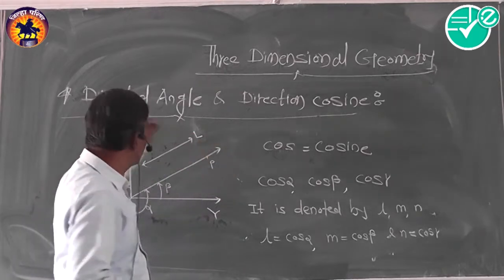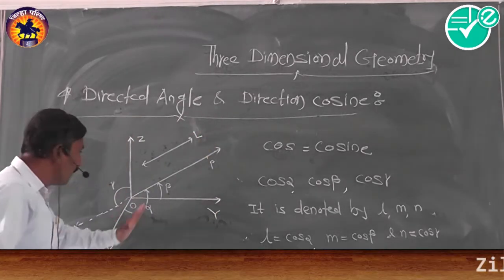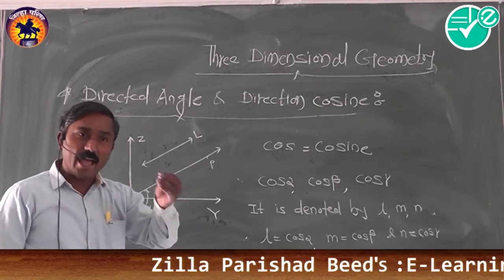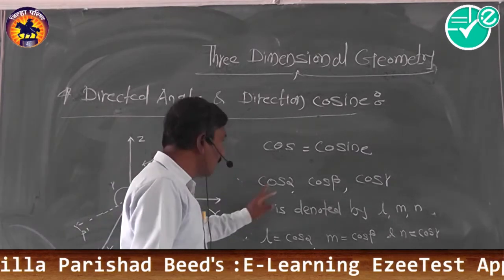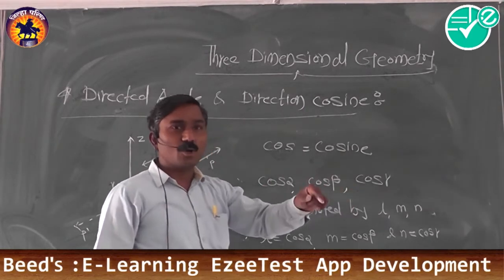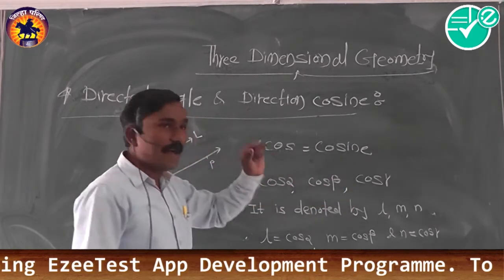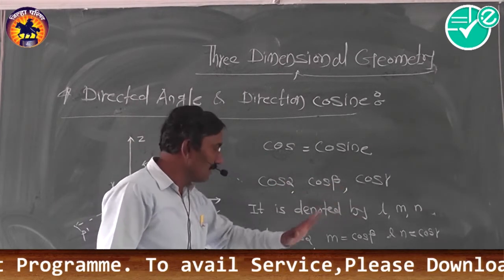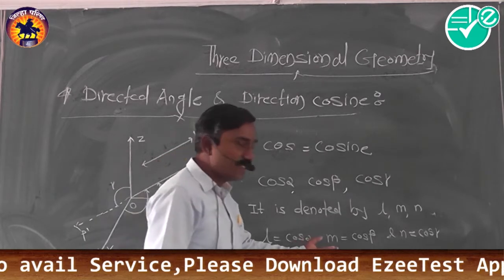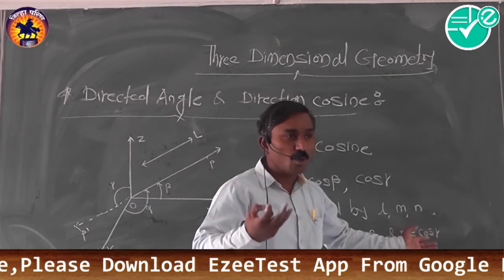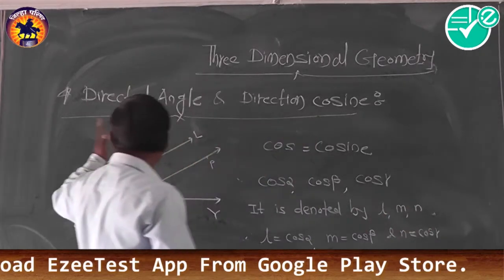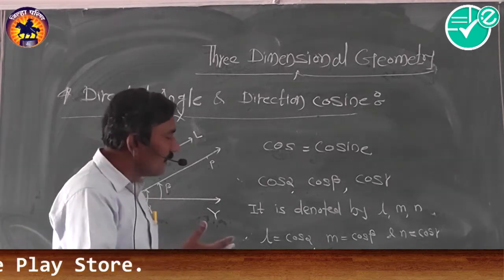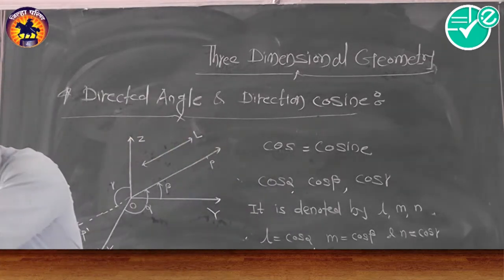So in these two points it is clear that alpha, beta, gamma are called directed angles, and the cosines of those angles, that is cos alpha, cos beta, cos gamma, are called the direction cosines of that line, denoted by small l, m, n. That is, l is equal to cos alpha, m is equal to cos beta, and n is equal to cos gamma. So we have cleared the two definitions, directed angle and direction cosine. Now we will see some examples.